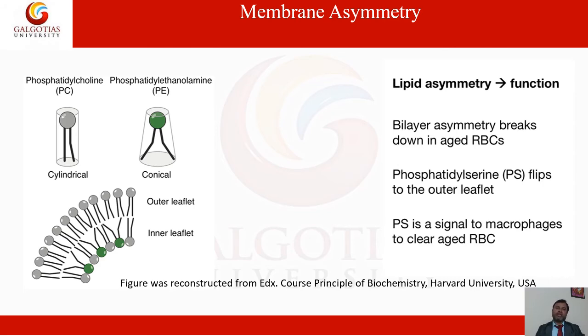Apart from phosphatidylcholine and phosphatidylethanolamine, there is another molecule called phosphatidylserine. Phosphatidylserine is present on the inner surface of the cell membrane and can flip from the inner to the outer surface, and such a type of movement is called flip-flop movement. So flip-flop movement is another important property of the fluid mosaic model. Phosphatidylserine is a signal to the macrophage to clear the aged RBC. So many properties of the cell membrane can be explained with the help of the fluid mosaic model.